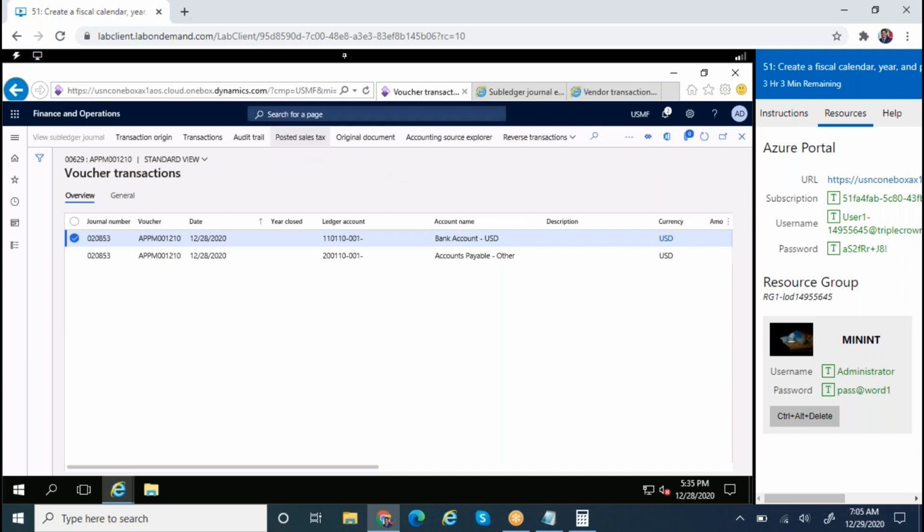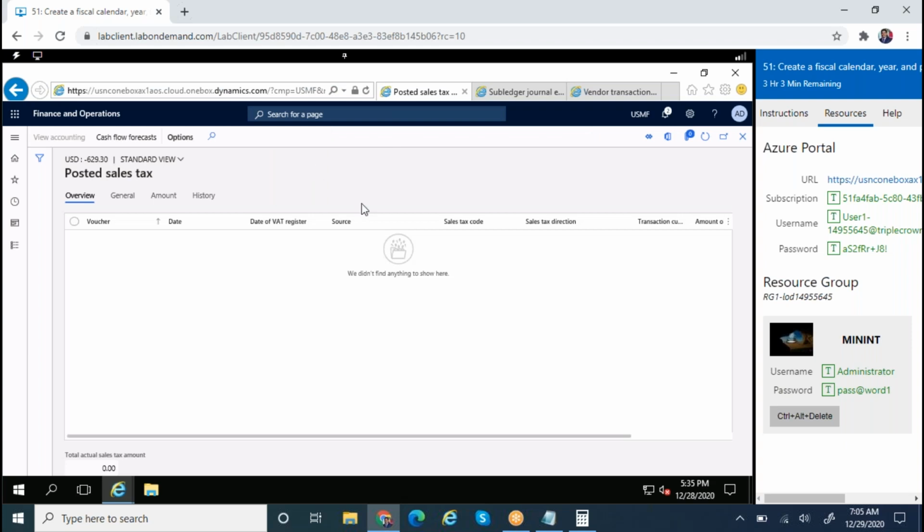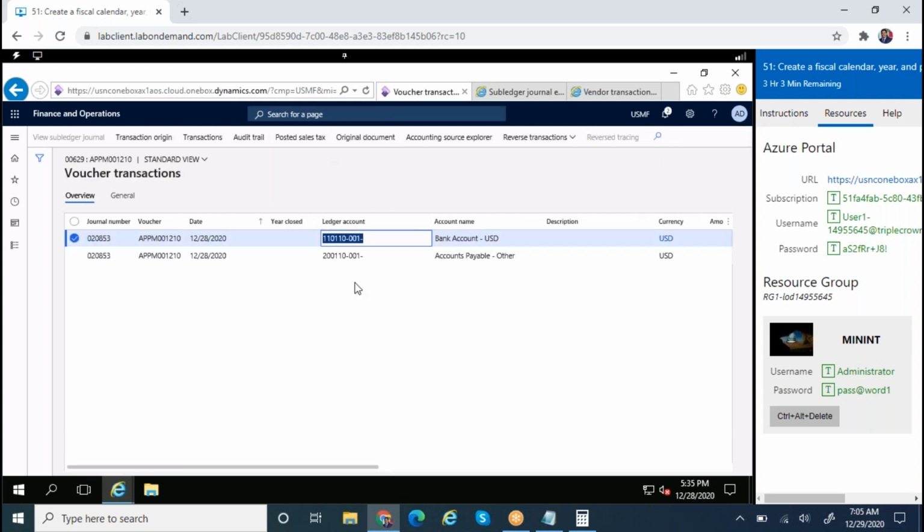Let me verify the posted sales tax. No, it is not a sales tax. It is withholding tax. Okay, it is not showing here. It will take 5 minutes, right? No, it will not take 5 minutes or something. It will be posted only.